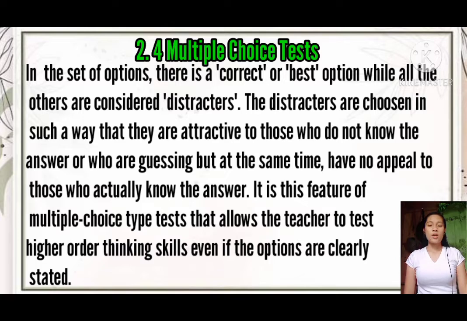The distractors are chosen in such a way that they are attractive to those who do not know the answer or who are guessing, but at the same time have no appeal to those who actually know the answer. It is this feature of the multiple choice type test that allows the teacher to test higher order thinking skills even if the options are clearly stated.